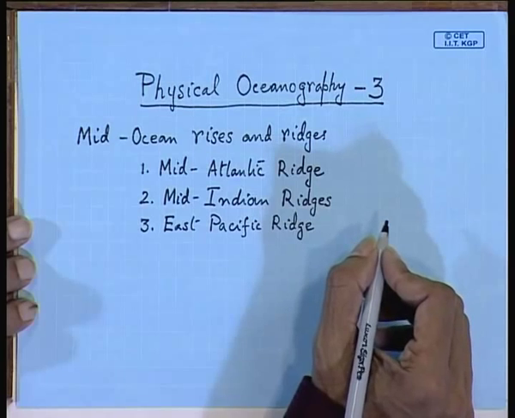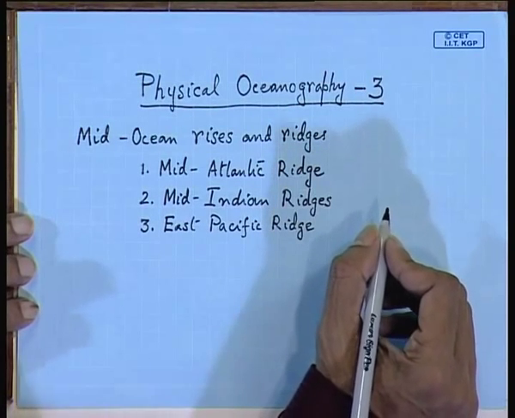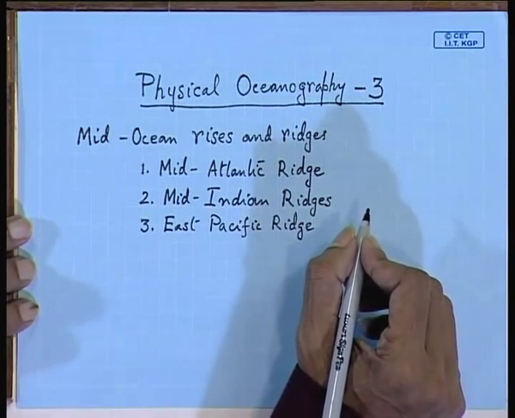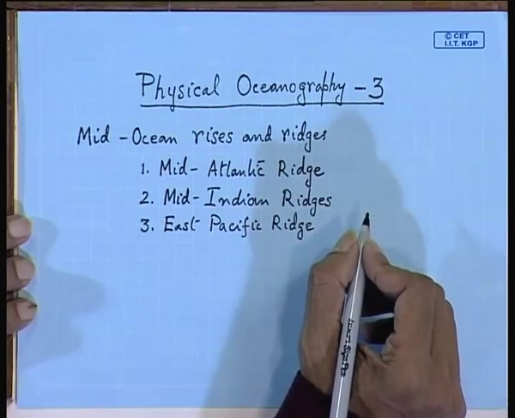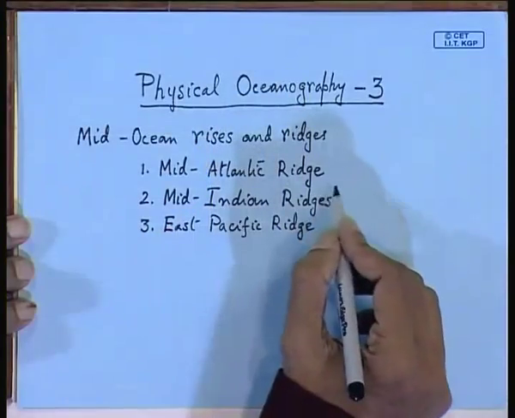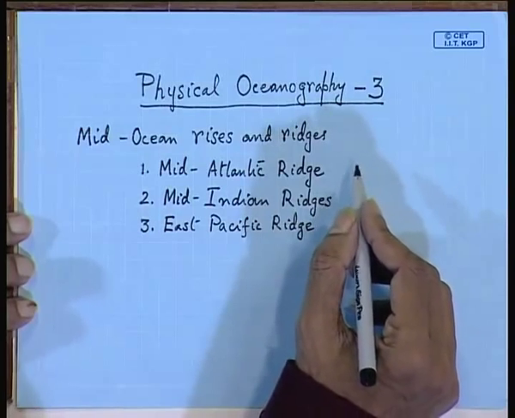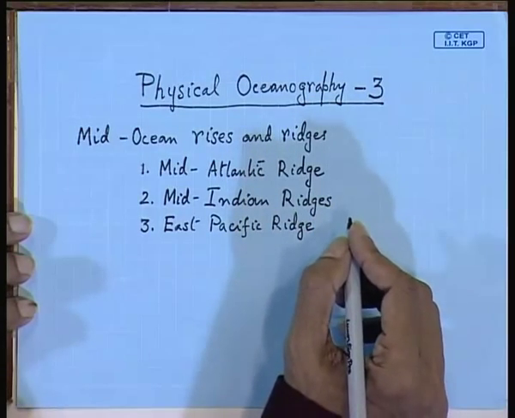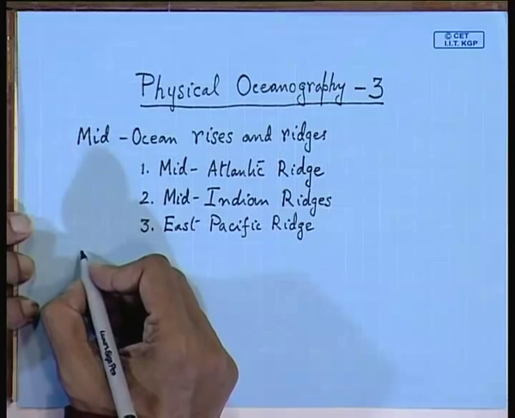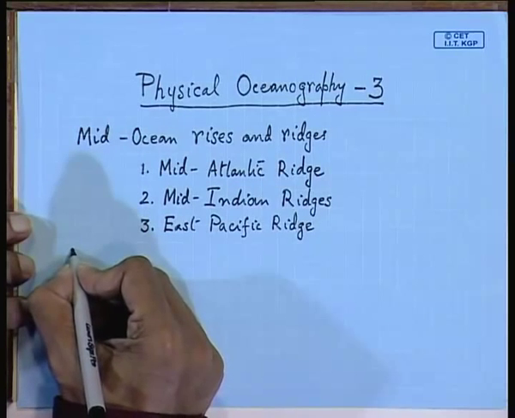The primary reason is these act as sort of barriers to the ocean currents or ocean flow. So if you want to mathematically model the ocean current, you have to take these boundary conditions, or these boundaries of the ridges. Now similarly, you have deep sea trenches.